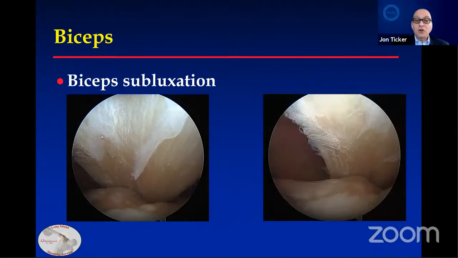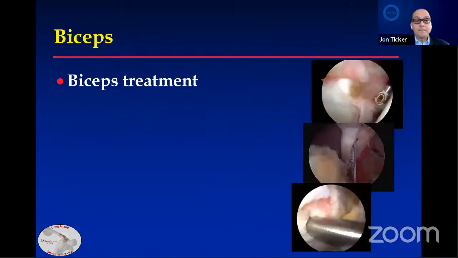This is that same patient a little more medially, and it can sublux because there's no subscapularis tendon more medially. You do have to take care of the biceps and treat it and figure out what you're going to do early, and then move on to the subscapularis.